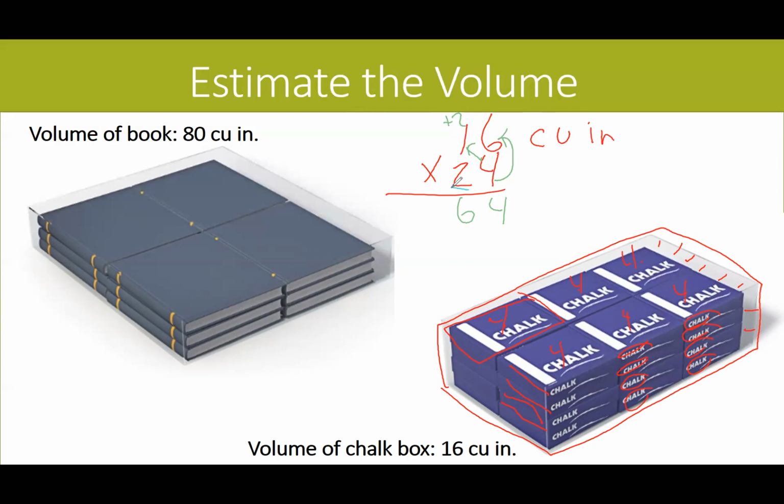Now let's move on to our tens place. Because we're multiplying by tens, we'll put that 0 there. 2 times 6 is 12. Regroup that 1. And then 2 times 1 is 2, plus 1 is 3. And when I add up my partial products, I have a 4, I have an 8, and 3. So my answer is this box is about 384 cubic inches.